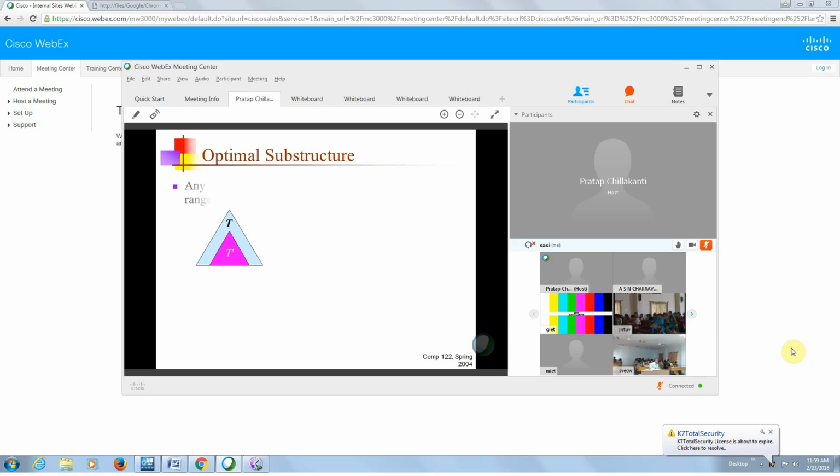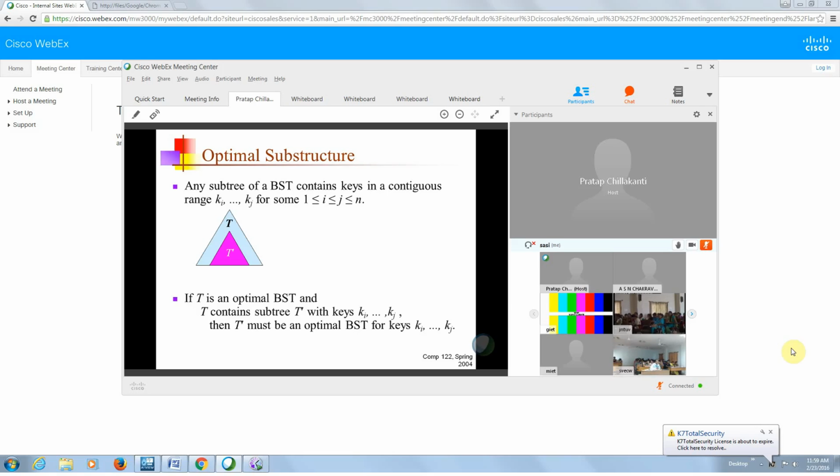I'm skipping the optimal substructure because we covered it in a couple of previous classes. If you want to know more about it, I'll be happy to delve into that a little more next class. When you have a subtree of a binary search tree, all it is saying is that it contains keys in a continuous range.